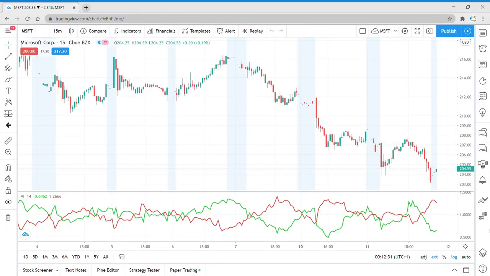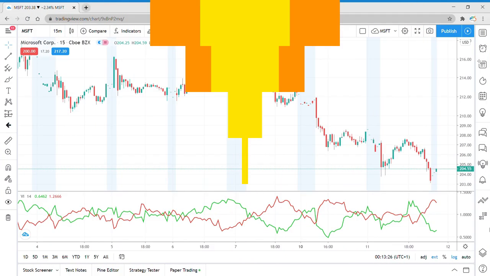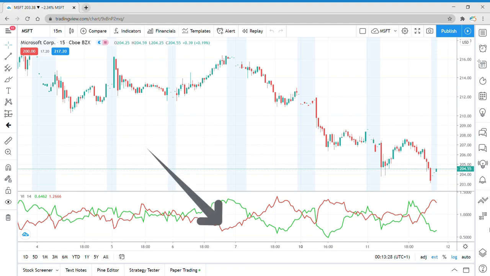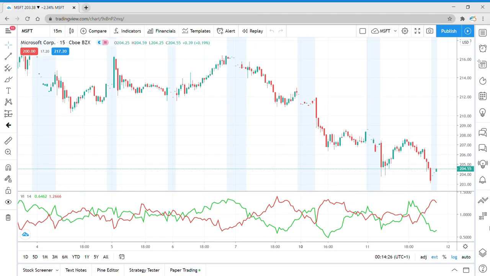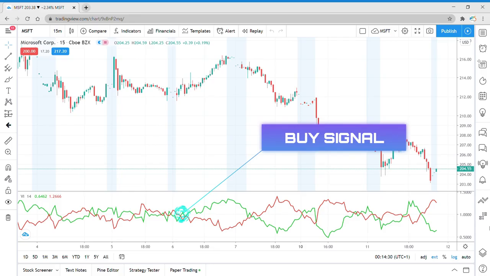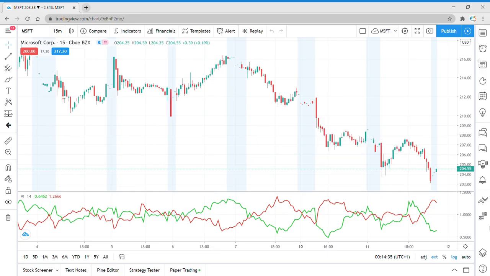Vortex is used to identify the start of a new trend or continuation of an existing trend. There are two lines in the Vortex indicator. One of the lines is called Vortex Positive or Positive VI, which is the uptrend line, and the other is called Vortex Negative or Negative VI, which is the downtrend line. When the Vortex Positive crosses over Vortex Negative, then it is a buy signal, and when Vortex Negative crosses over Vortex Positive, then it's a sell signal.